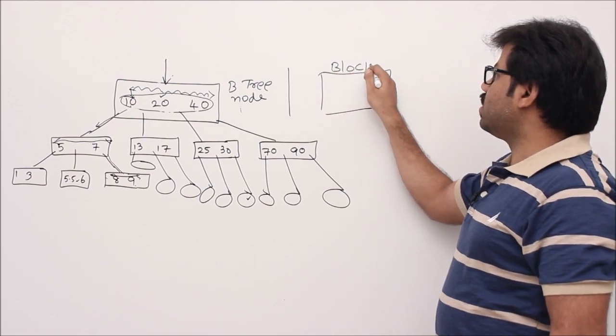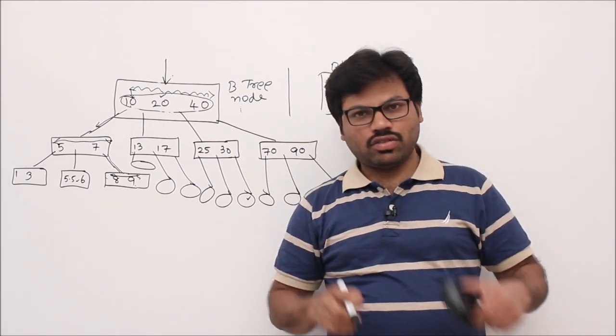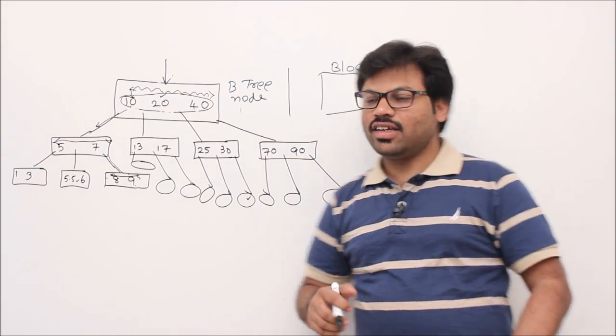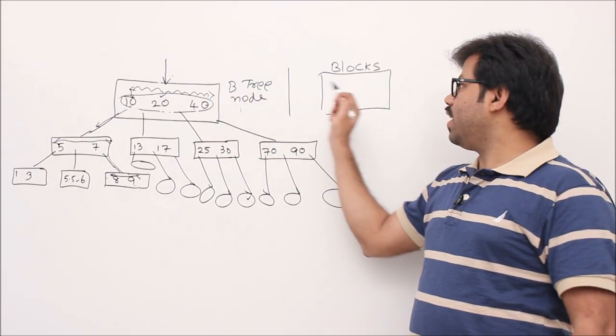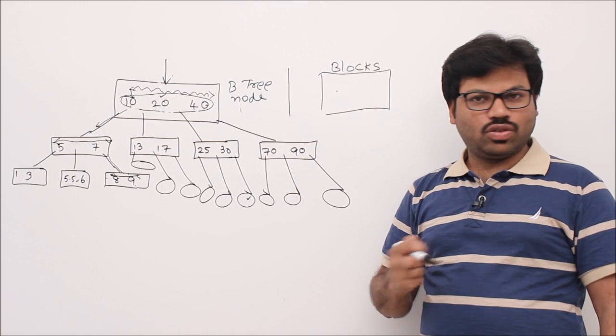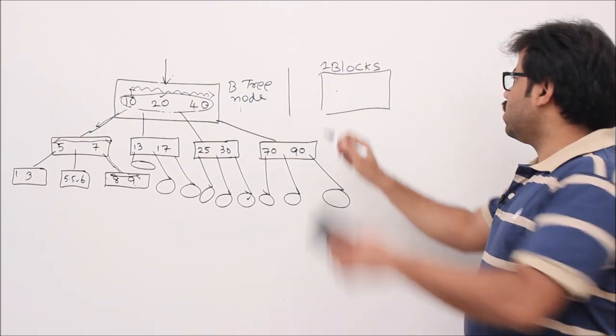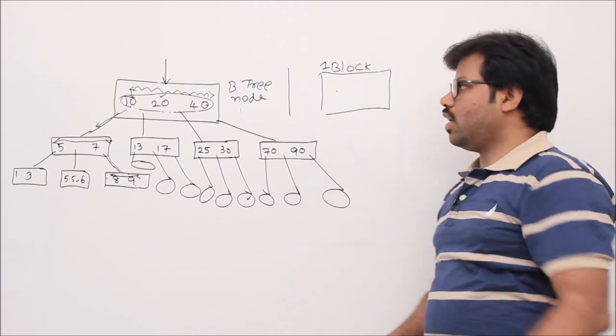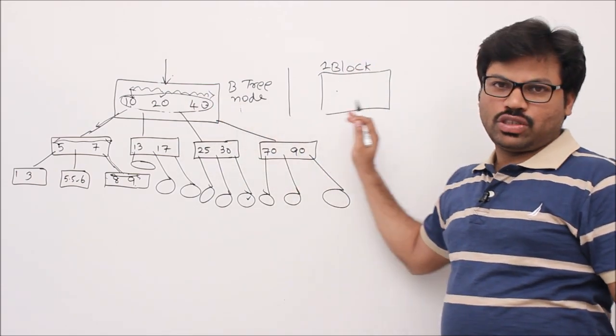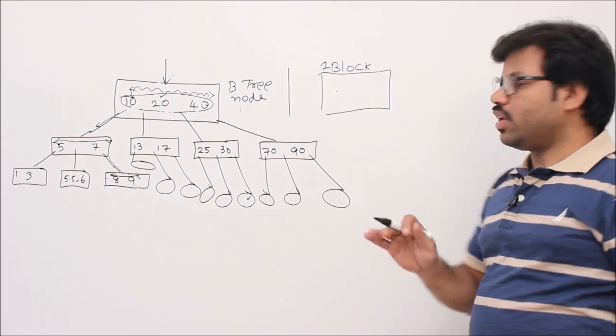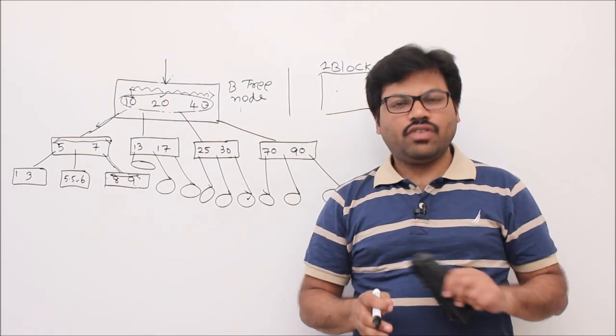By this time, whoever is watching this video seriously can understand that this B tree node should fit in one block, so that this will be the optimal solution, right? So from now onwards, in the exam, even if they don't mention it, a B tree node is going to be stored in one block. Now here they ask some interesting questions, we'll try to solve them.